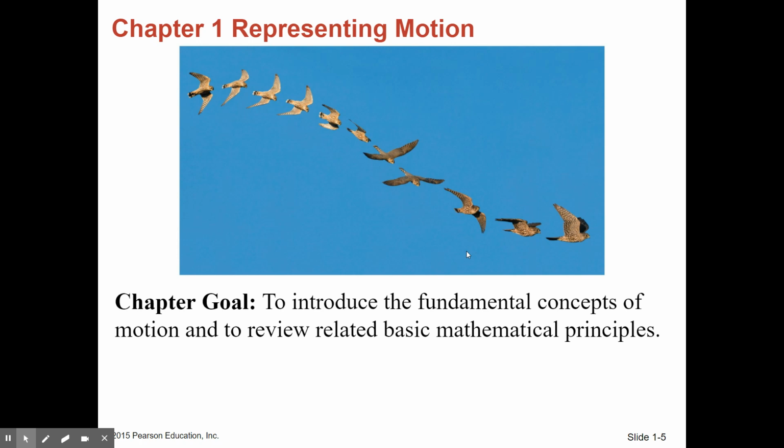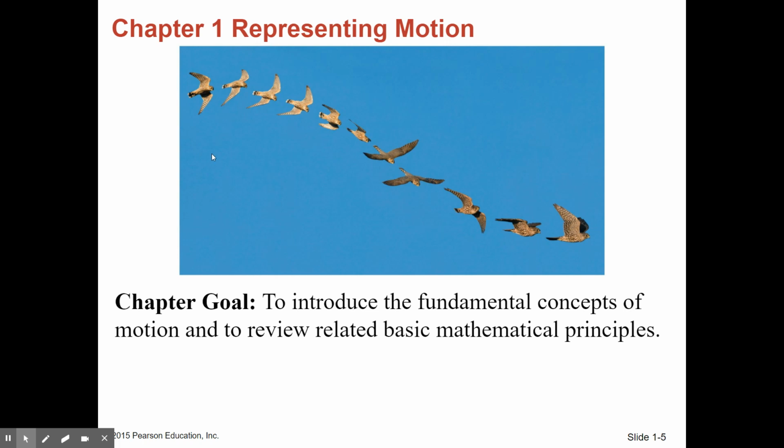Okay, so we're going to be starting with chapter 1. We've already talked about chapter 1 a little bit, so we're going to finish up with chapter 1 today, and we're going to get into a little bit of chapter 2 as well. Our goal is to introduce those concepts about motion and how it can relate to some mathematical principles that you've had related to some basic stuff in the past.